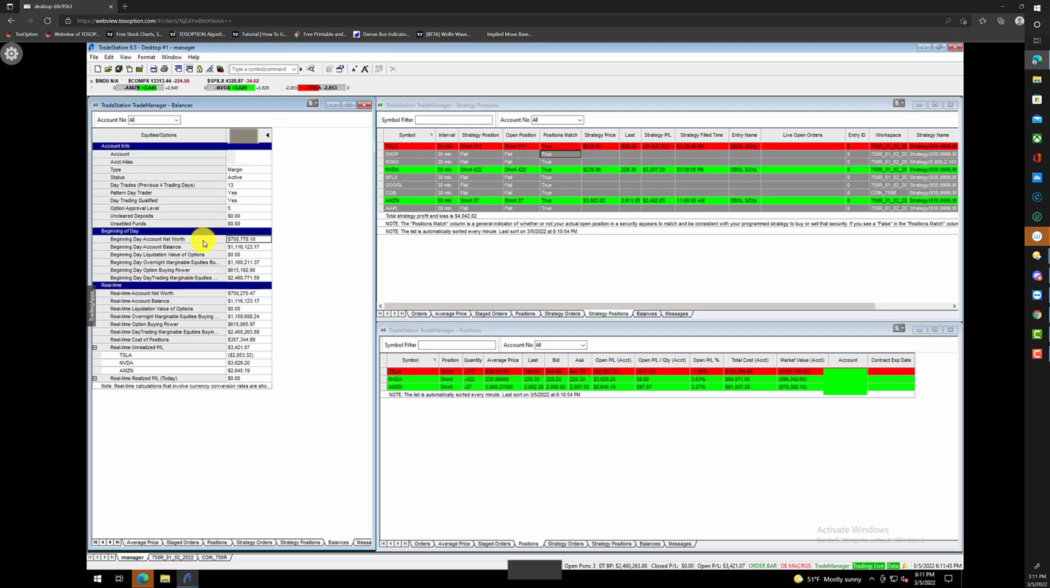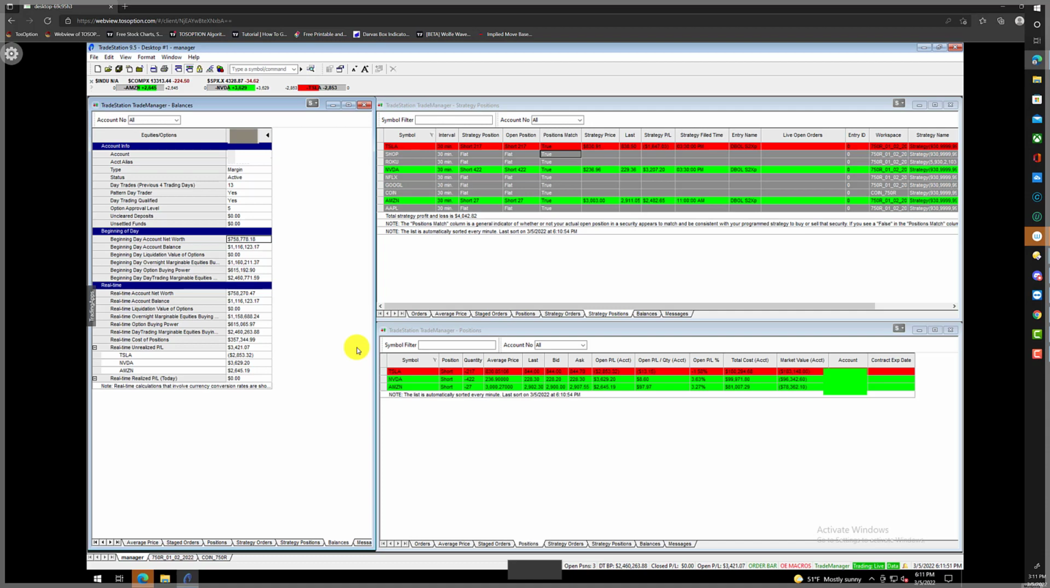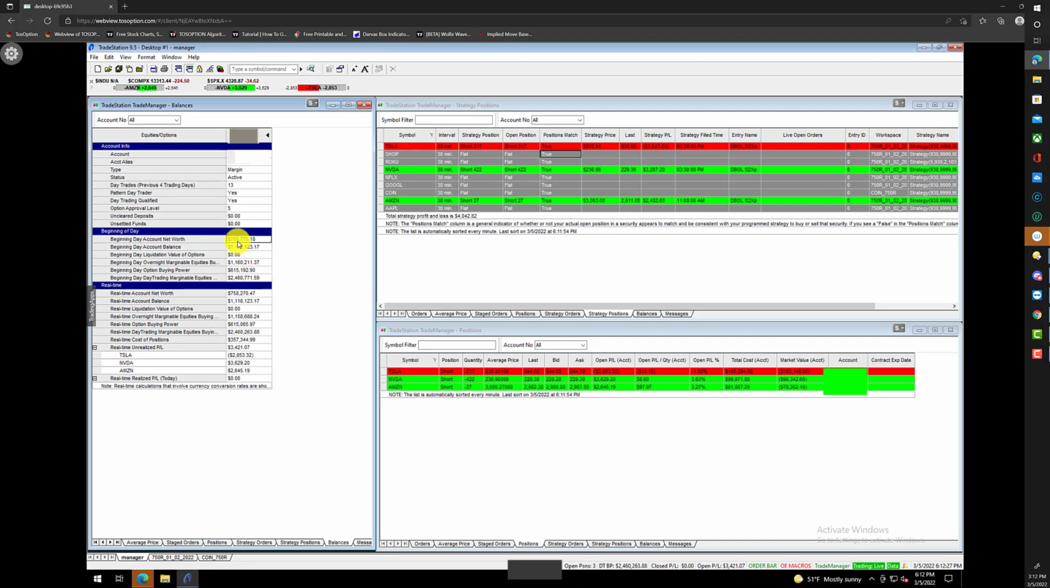So the window on the left, that's elongated vertically, is going to show you the beginning date account net worth and the real-time net worth. The reason there are two net worths is because before the market opens, the balance changes because of the pre-market activity. And then as soon as the bell rings, the beginning date account net worth remains static throughout the 6.5 hours of the day. That's because we want to use it as a reference when the market closes to determine whether we had a profitable day or a drawdown day.